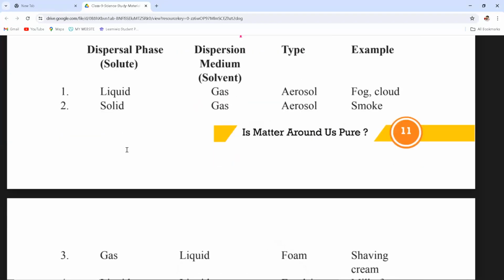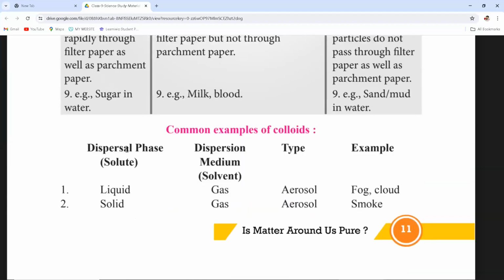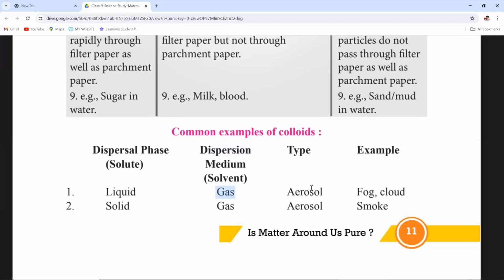Now moving to examples of colloids. The dispersed phase is the solute and the dispersion medium is the solvent, and then the type of solution. For example, liquid dissolved in gas. Here the solvent is gas, so the solution should also be gas. Here you can take the example of fog and clouds. When water droplets are mixed in the air, it forms fog. Liquid in gas forms aerosols such as fog and clouds.